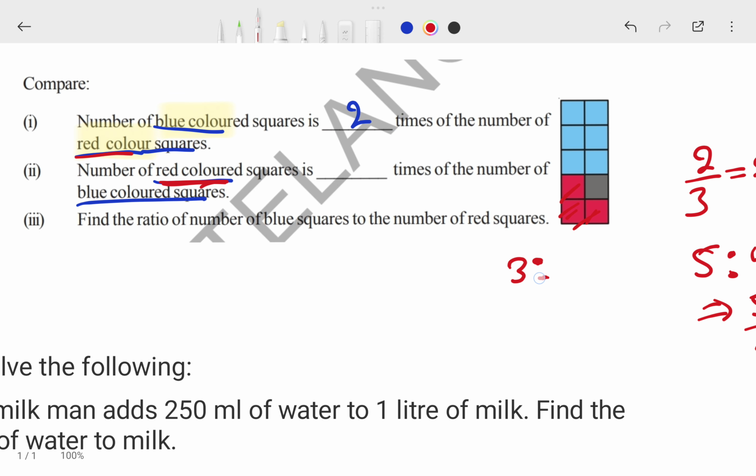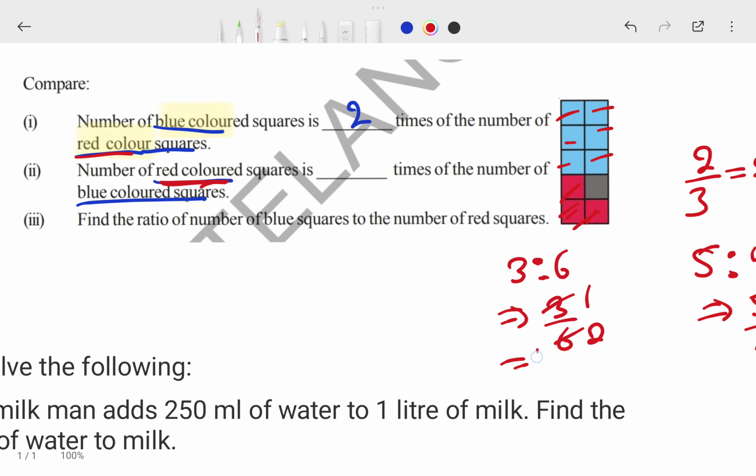Okay, now write 2. After that, how many blue colors are there? How many times? 1, 2, 3, 4, 5, 6 times blue color is there. Now it is also going to be divisible. How? Let's do this one. So it is going to be 3 to 6 times. 3 ones are 3, 3 twos are 6.